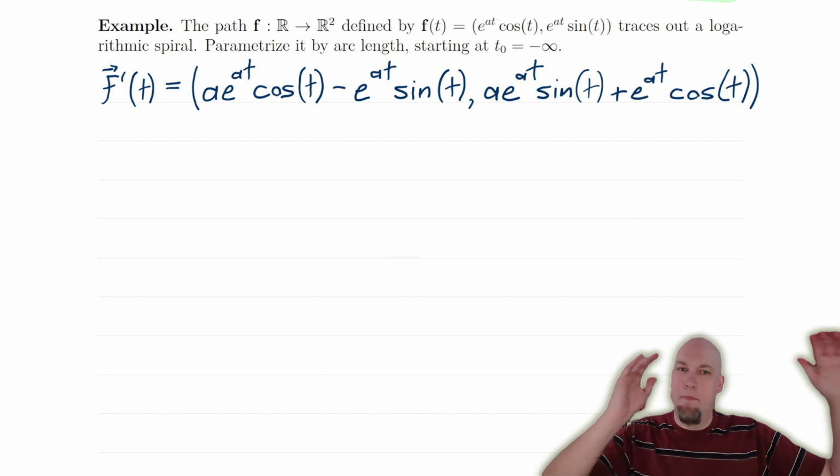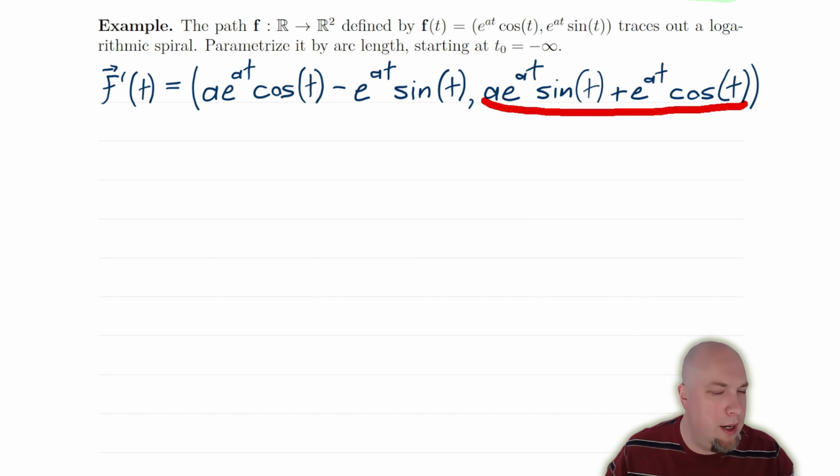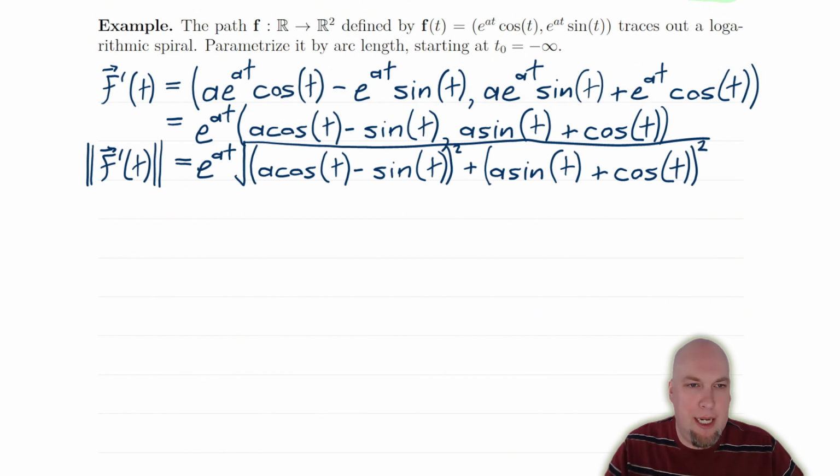Next up, the magnitude of that vector. Compute the length of it. In other words, take the first entry, square it. Take the second entry, square it. Add them up, then square root the whole thing. And what's going to happen when I do that is I get some ugly junk. So here's the speed of that path.